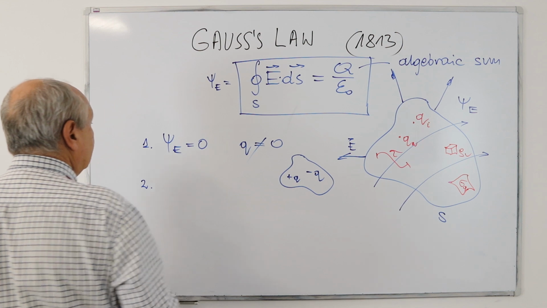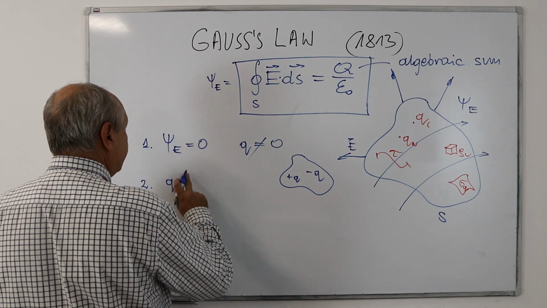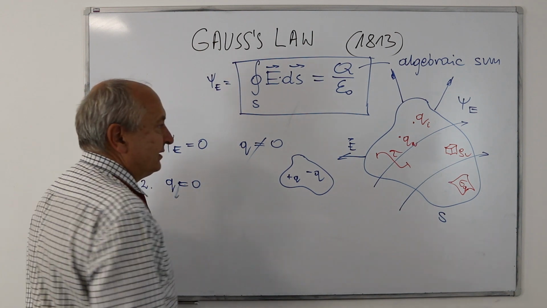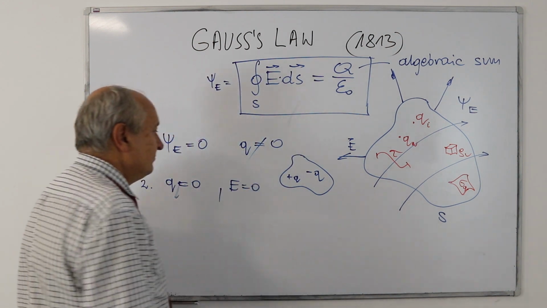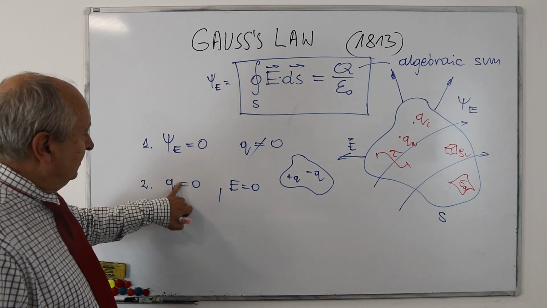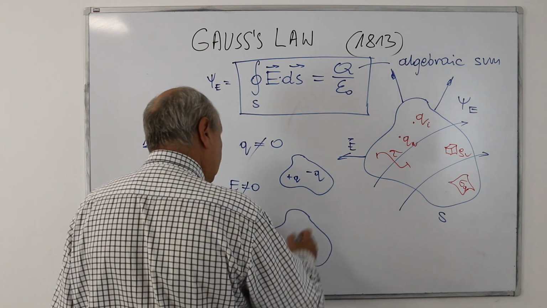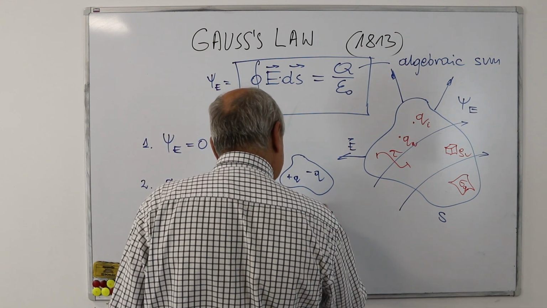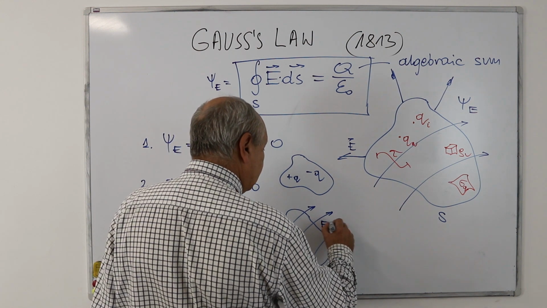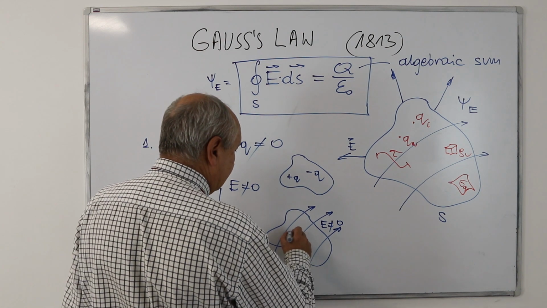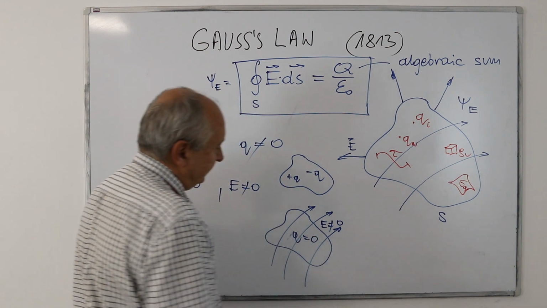And second, if we knew that Q is equal to 0, we don't have charges. Can we say that E is equal to 0? No, we can't say this, because we can have such a situation. Our surface is in an external field, and we have an electric field here. It is not equal to 0, but inside Q we don't have any charges.